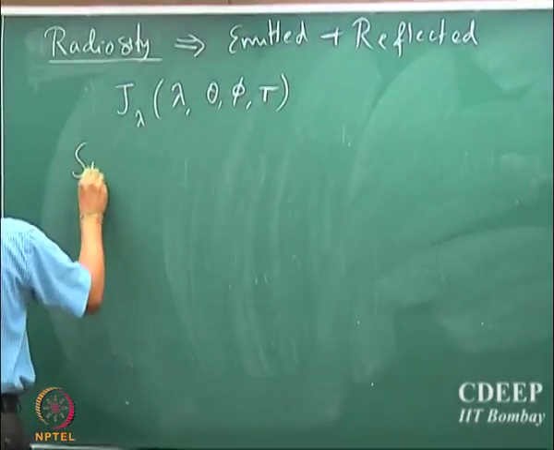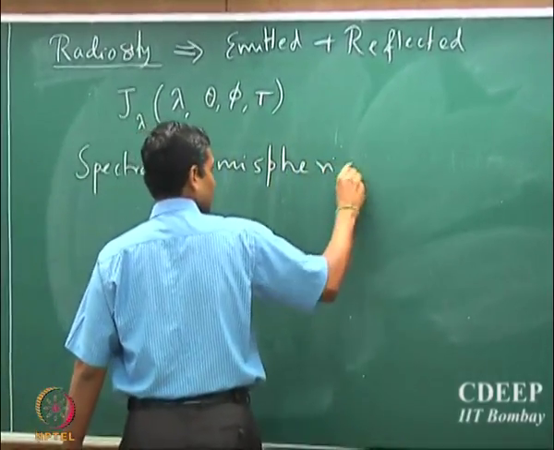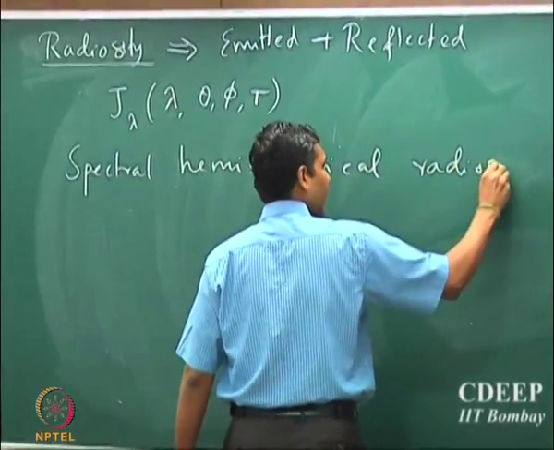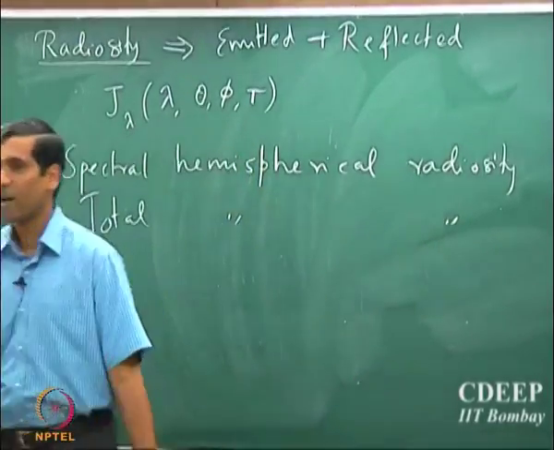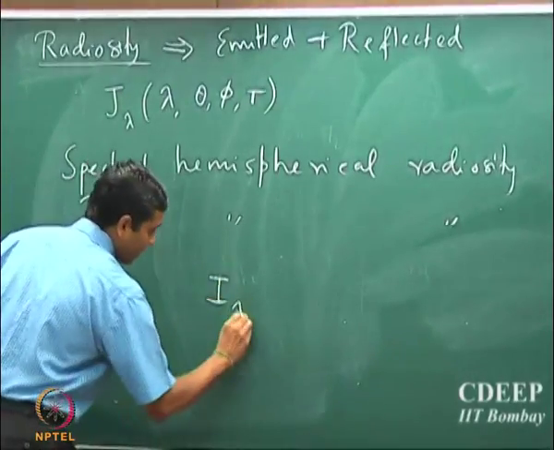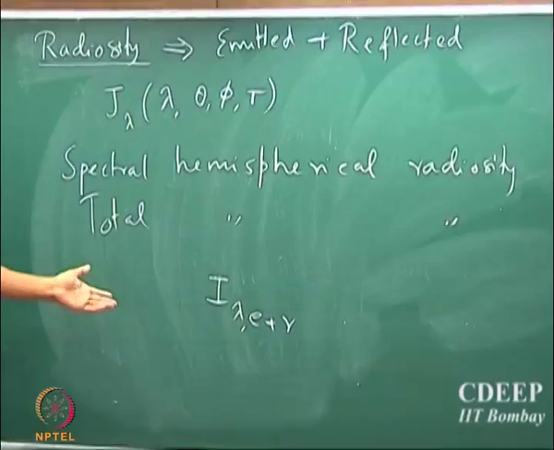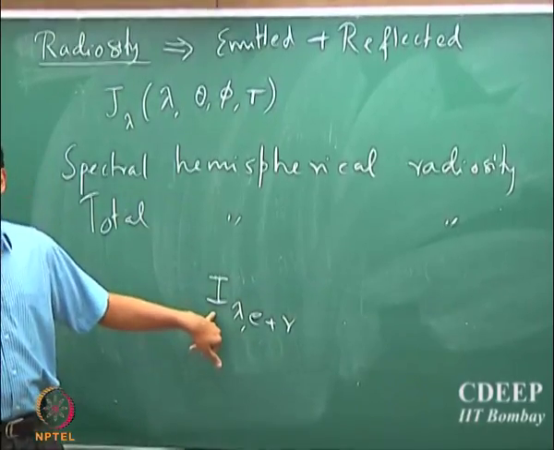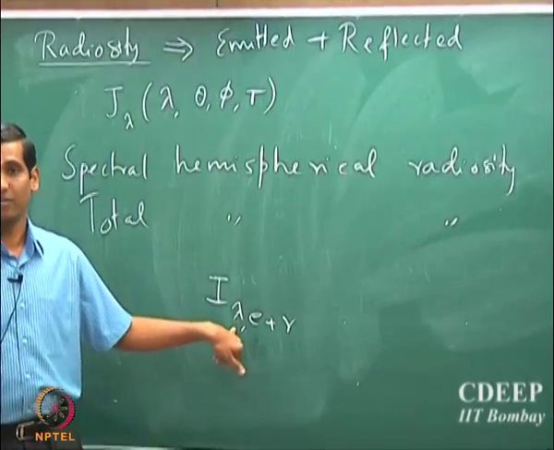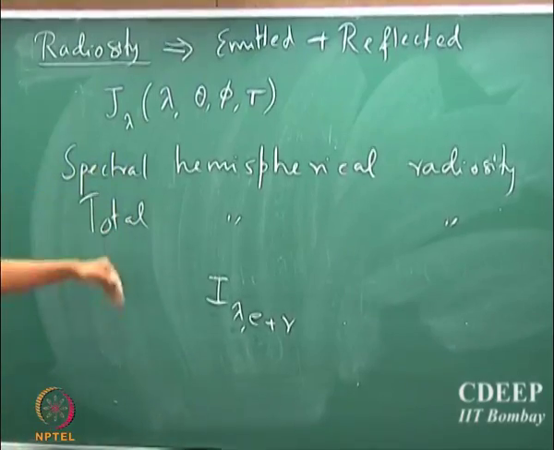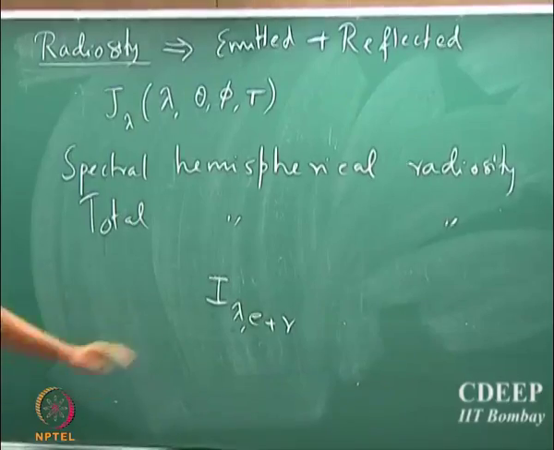And once again one could define quantities like spectral hemispherical radiosity and total hemispherical radiosity. The symbol for intensity representation is E plus R. That's again the notation given in your text, and we will follow the same notation here. So it's the intensity of radiation that is emitted plus the intensity of radiation that is reflected at a given wavelength. Essentially you can get these integrals by replacing I lambda comma E with these new intensities that we have just defined. Okay, all right.